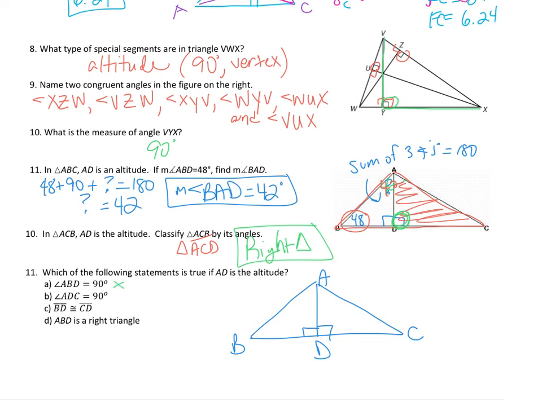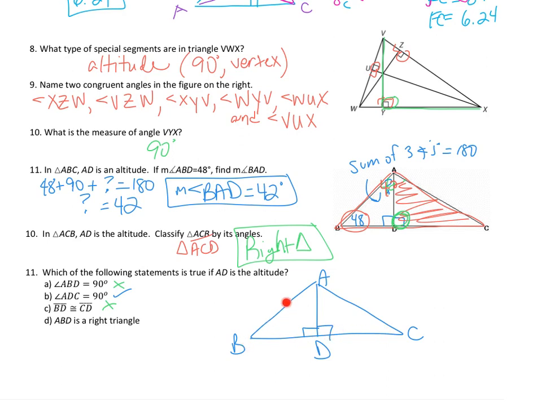Next, we have an angle ADC. So remember, the D is the vertex. So now this one right here is 90 degrees. So that one is true. Then it has BD is equal to CD. Well, if it's just the altitude, those do not need to be equal to each other. Only if it is the perpendicular bisector, or if we have a median, that's where it's going to go through the midpoint. But altitude does not need to be equal on each of those.